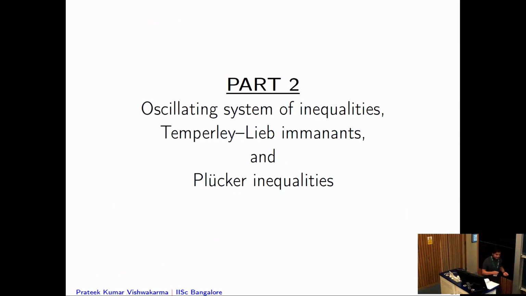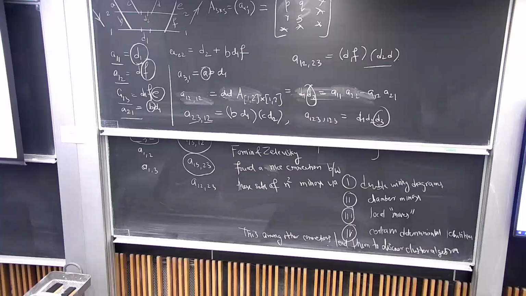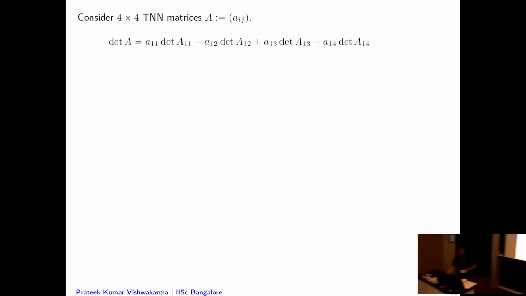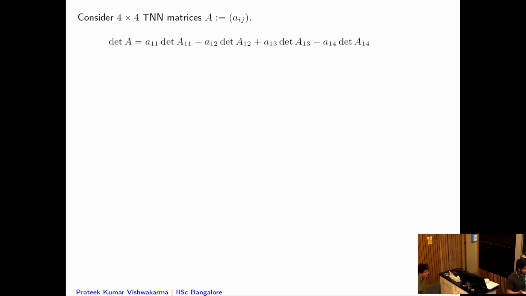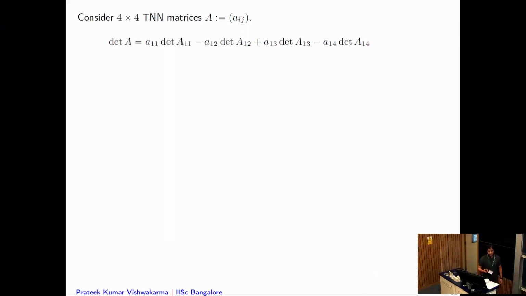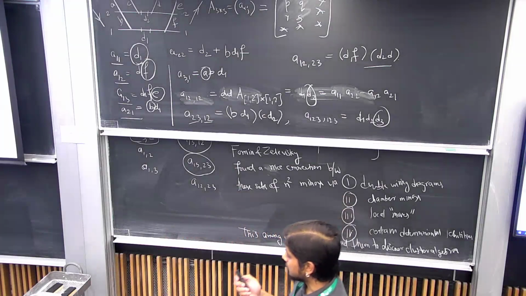For the next part, I'm going to talk about oscillating systems of inequalities via partial Laplace expansions, and eventually we reach towards Plücker inequalities. Okay. So for this, consider a 4x4 totally non-negative matrix. Write down its determinantal expansion along its first row. The first row is important because we don't know what happens in the second row yet. So we do that expansion.